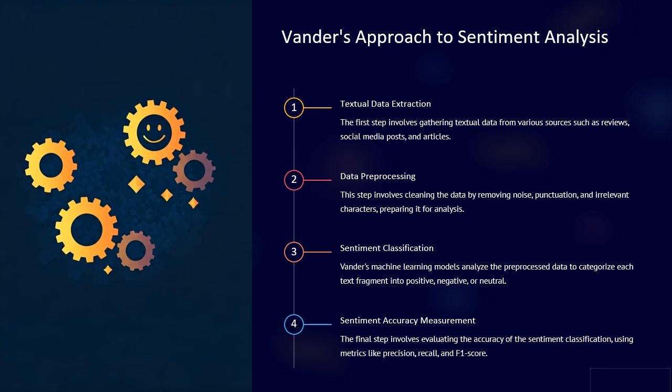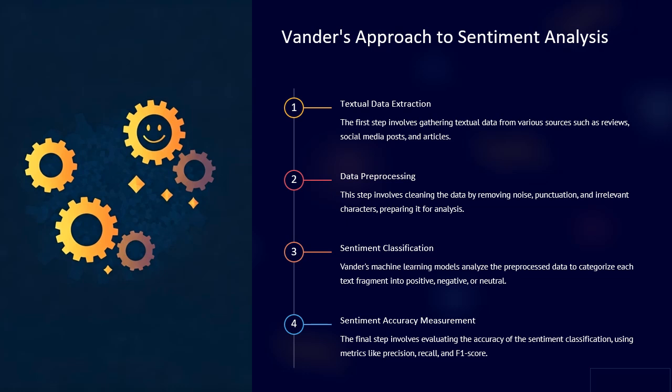This information can be valuable for businesses that want to understand customer feedback, organizations that need to gauge public opinion, or researchers analyzing social trends. The final step in the Vader approach is sentiment accuracy measurement. This stage involves evaluating the performance of the machine learning model in accurately classifying the statements. To measure accuracy, several metrics are used, including precision, recall, and F1 score.